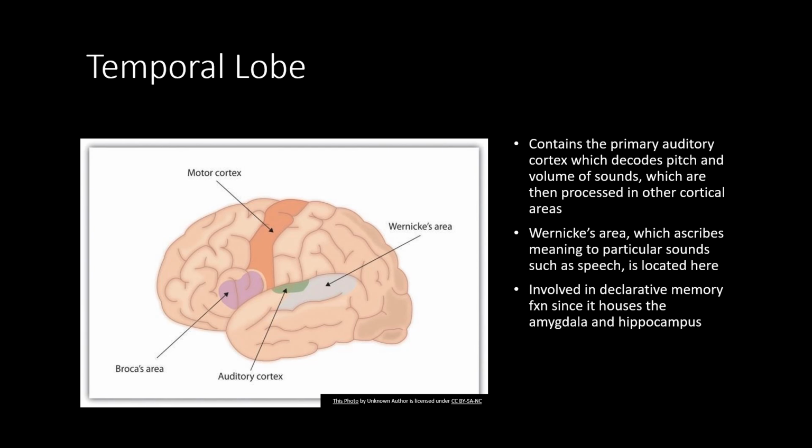Wernicke's area, which ascribes meaning to particular sounds such as speech, is located in the temporal lobe, and so a patient who has difficulty understanding speech will likely have damage to the temporal lobe. It's involved in declarative memory function since it houses the amygdala and the hippocampus.